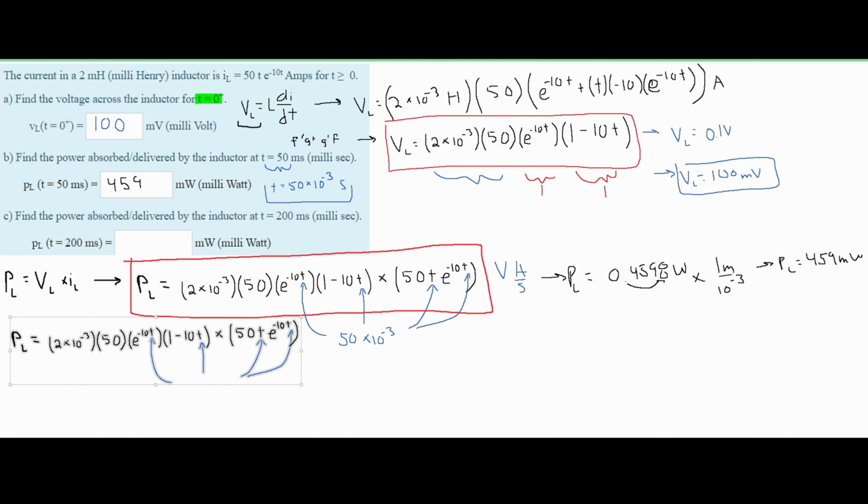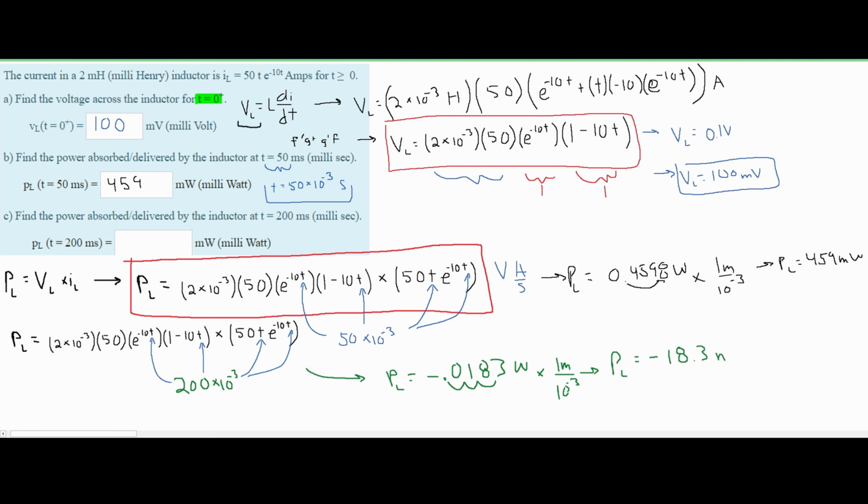For part B. Now for part C, we are going to be plugging in 200 milliseconds. So we can use the same exact power formula and replace all of the 50 times 10 to the negative cubed with 200 times 10 to the negative cubed. If we carefully plug this into a calculator, we're going to get that our power is equal to negative 0.183 watts. We want this in milliwatts, so we're multiplying it by 1 milli over 10 to the negative cubed, just like last time, and we're going to say that our power of L is equal to negative, if we move it over 3 times, 1, 2, 3, 18.3 milliwatts. And those are the answers and how to do this problem.